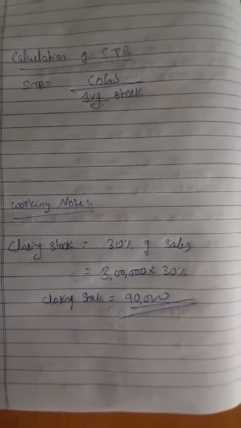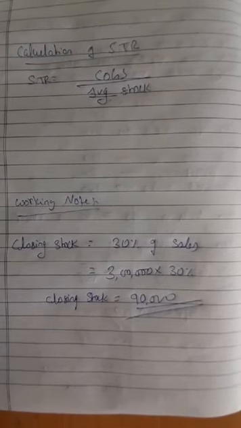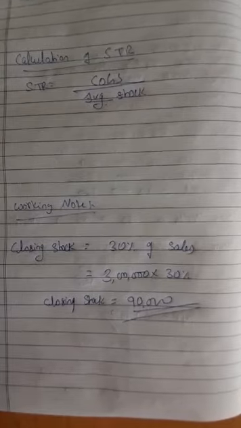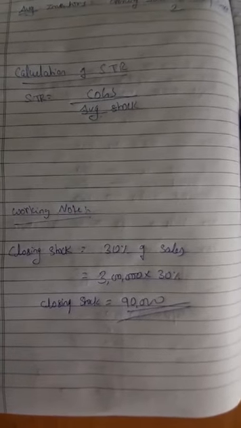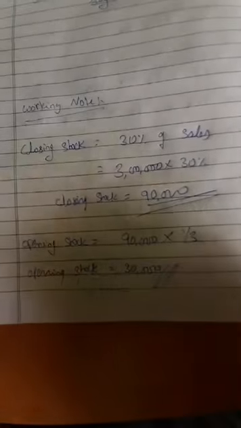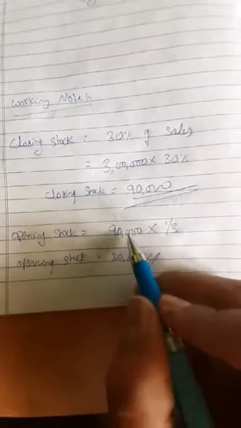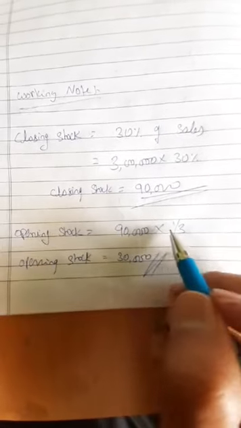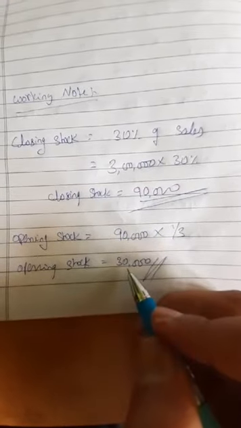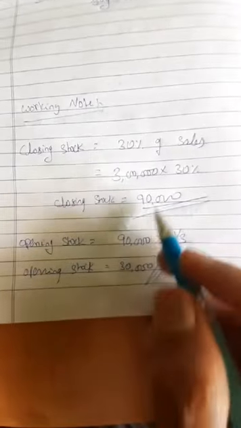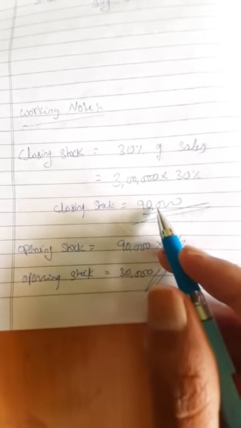Now, with the help of this, we can identify the opening stock, because they said 1/3 of closing stock will be the value of opening stock. So 90,000 into 1/3 will be your opening stock. Opening stock on closing stock is a 1/3 value, so 90,000 into 1/3, the value will be 30,000. Now we got the value of opening stock as well as closing stock. So we are going to add these two together and divide by 2. Hence you will get your average stock.